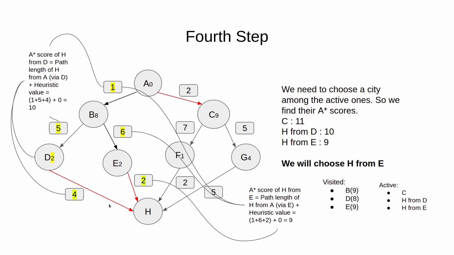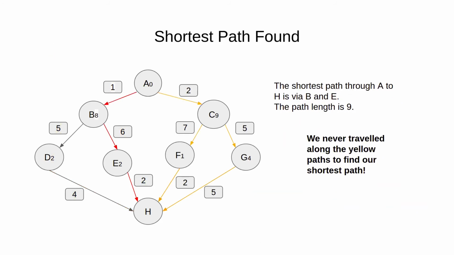And if we move to city H along city D, then the A star score is 1 plus 5 plus 4, which is 10. Because the path via city E has a lower A star score, we will choose this path. Hence we reached our goal city, and the shortest path is marked in red. We have to travel from A to B, B to E and E to H to reach from city A to city H along the shortest possible path.